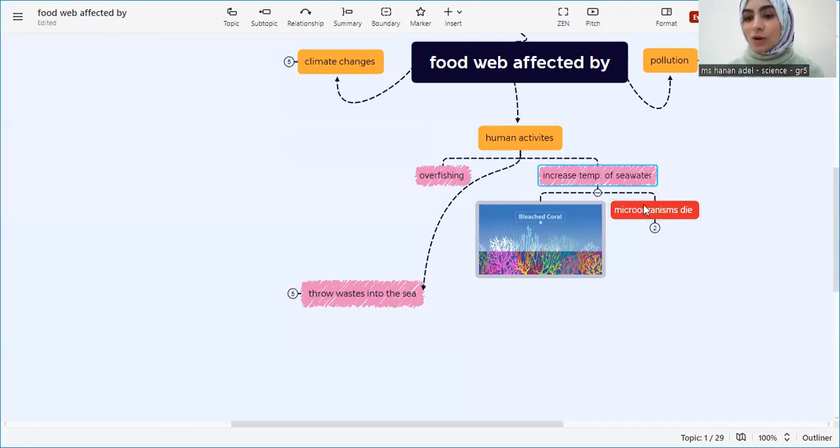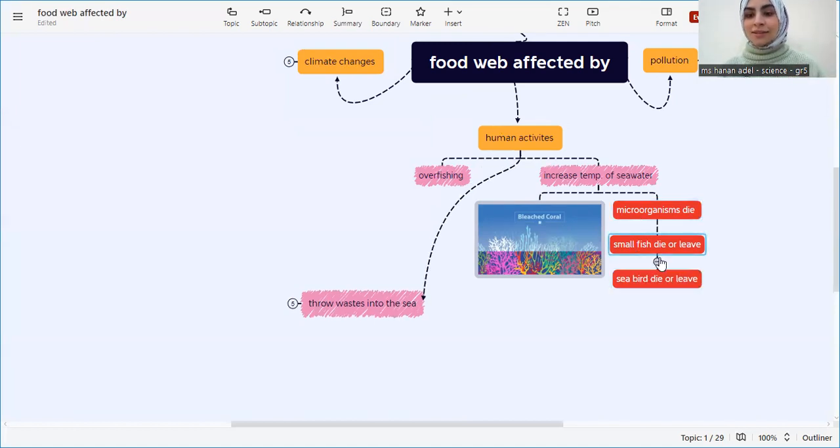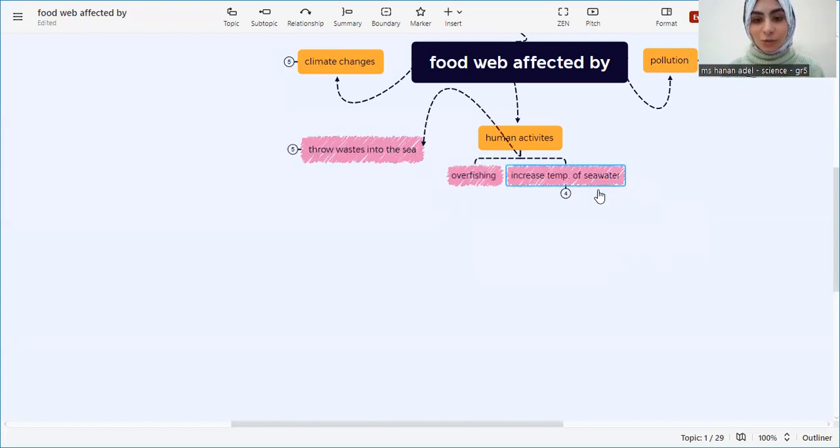And the second one is the microorganisms. They will die or they have to move to another place because they only live in cold water. If they die or they leave, the small fish will also be affected. They will die or leave because the small fish feed on microorganisms. And the seabird feeds on the small fish, so of course they will also die or leave to another place. This is for increasing the temperature of seawater.